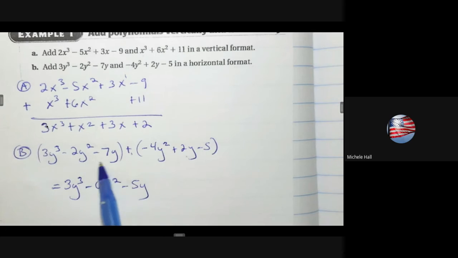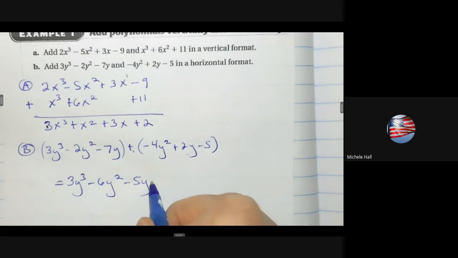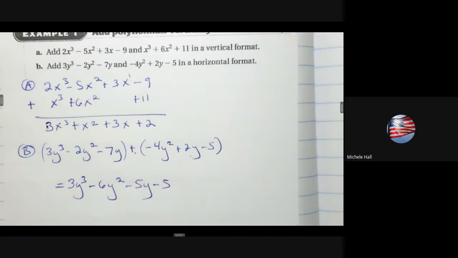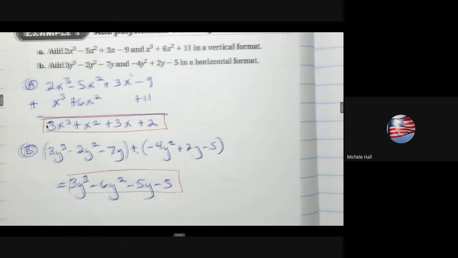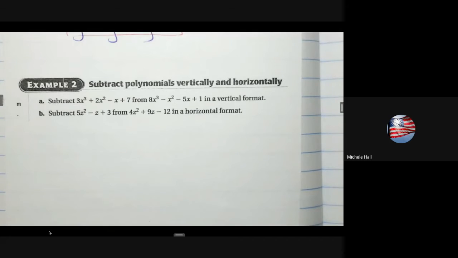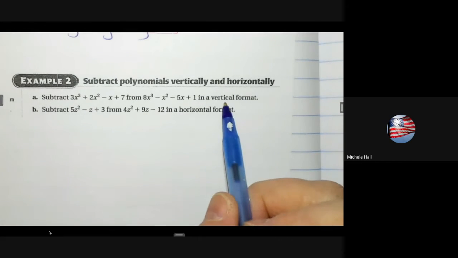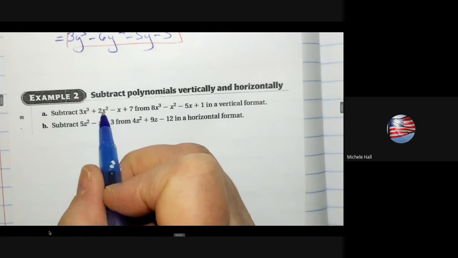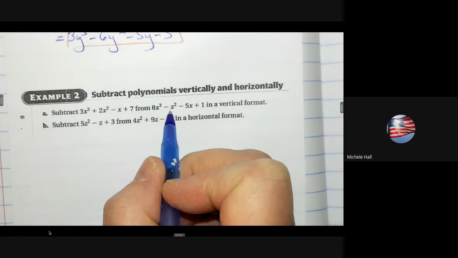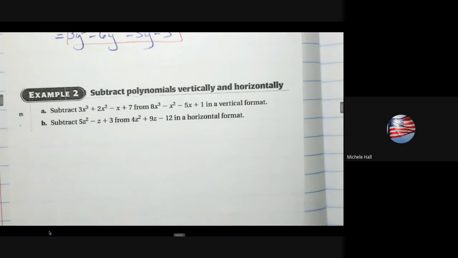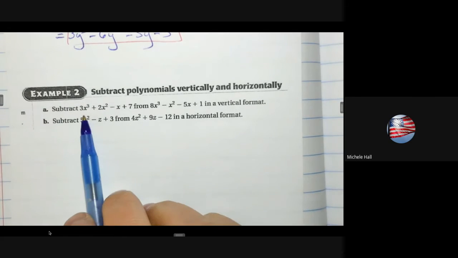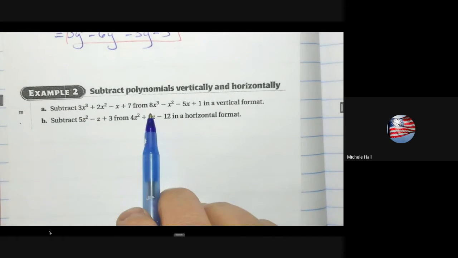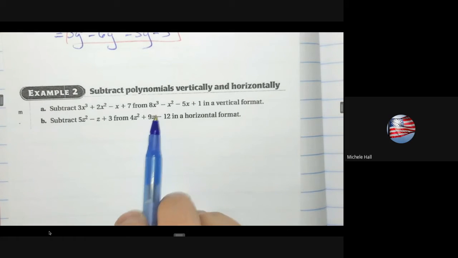And then do we have a constant here? No. And then we have the constant here. Final answer. Example 2. Example 2 says we're subtracting the vertical form first. So we're subtracting this from this. How should I set that up then? We're subtracting 3x cubed from 8x cubed. That means that this one goes on top.